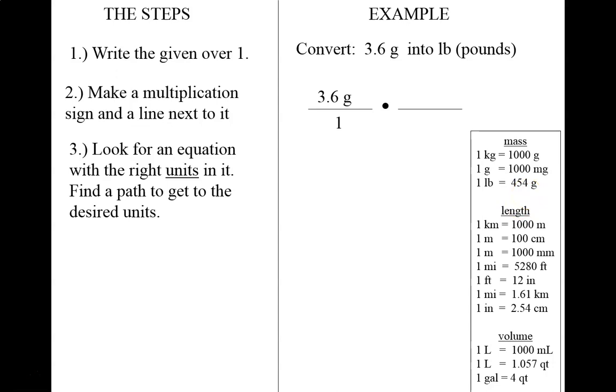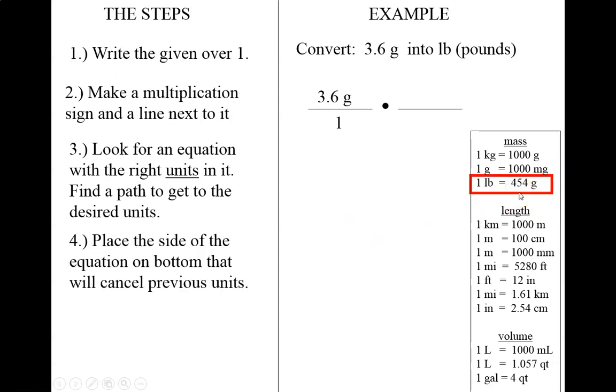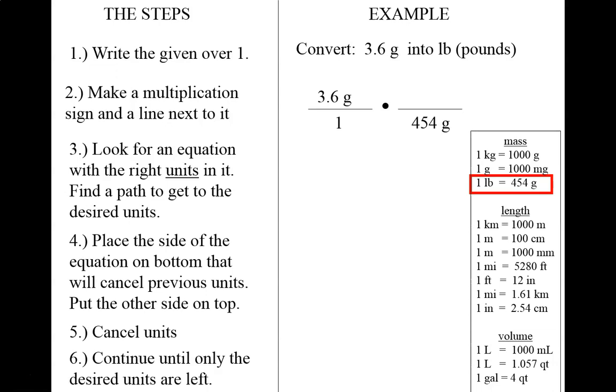So the next thing we want to do is figure out which way we want to play our card. We want to cancel out with grams, which means we want the 454 grams to be on bottom, and the other side goes on top. Then we cancel out our units. Grams cancels, just like the shapes canceled. And then we multiply the numbers across the top and divide by the numbers on bottom. You can ignore the ones.